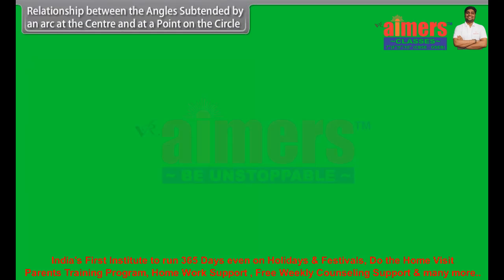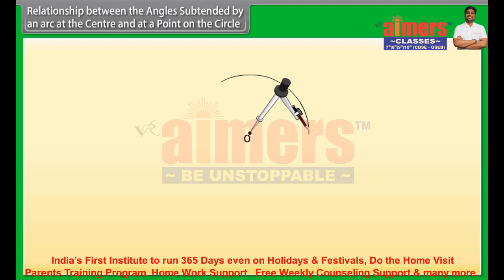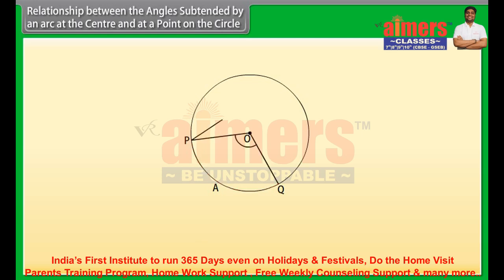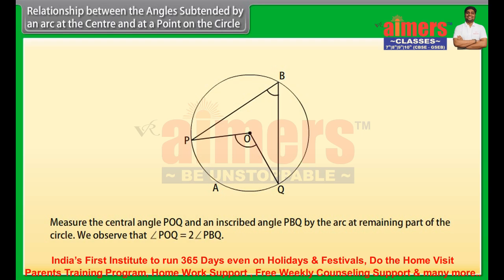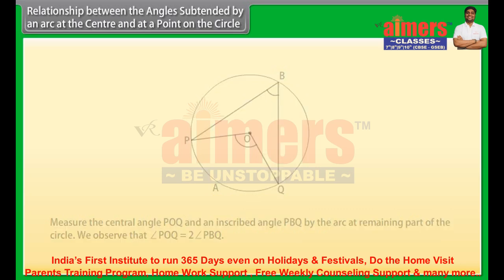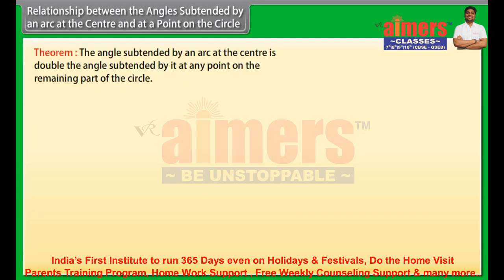Relationship between the angles subtended by an arc at the center and at a point on the circle. Draw a circle with center O. Let PAQ be an arc and B be any point on the circle. If we measure the center angle POQ and an inscribed angle PBQ by the arc at the remaining part of the circle, we observe that angle POQ is equal to 2 times angle PBQ. This activity gives us a theorem. Theorem. The angle subtended by an arc at the center is double the angle subtended by it at any point on the remaining part of the circle.